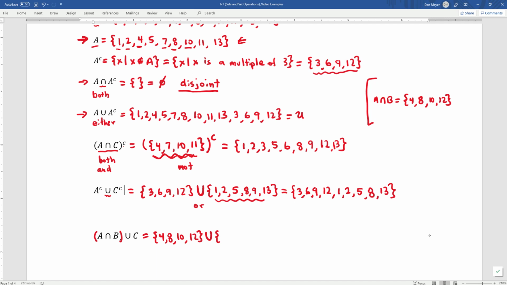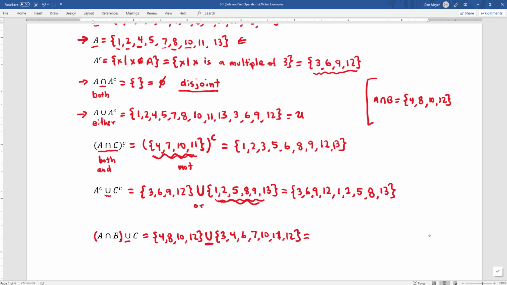So we wrote down C complement here, so we can reverse engineer C: 3, 4, 6, 7, 10, 11, 12. All right, so there's our set C. And then if we want the union, we're taking the union of these two sets. We want any element that's in either one of those sets. Again, the key word is either, or you can say or.